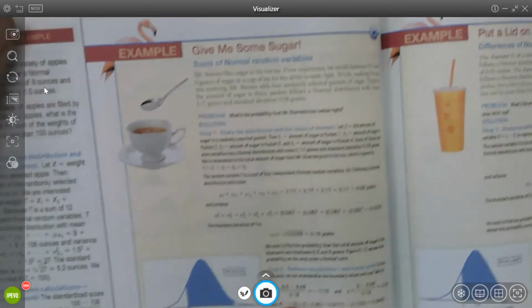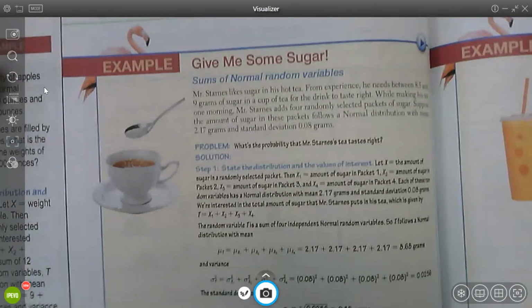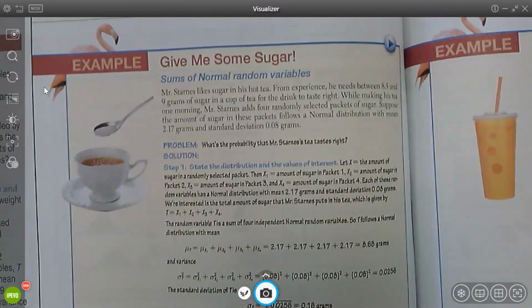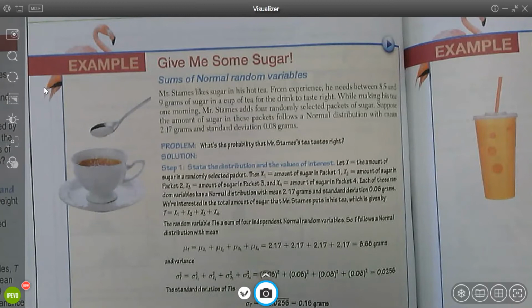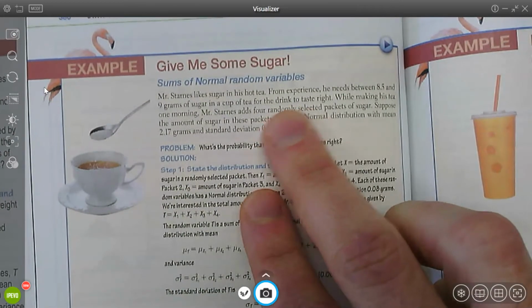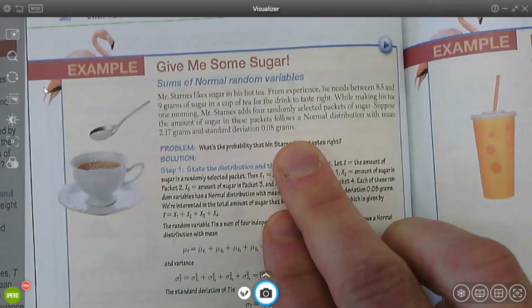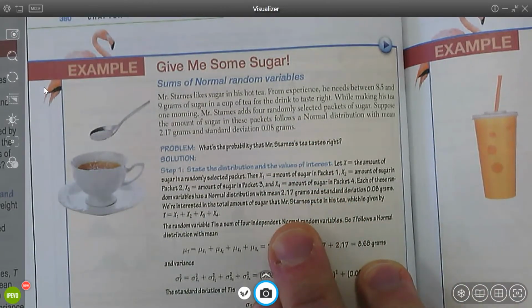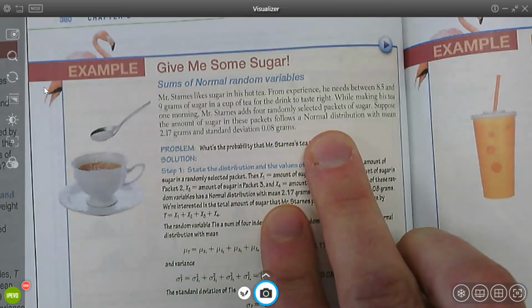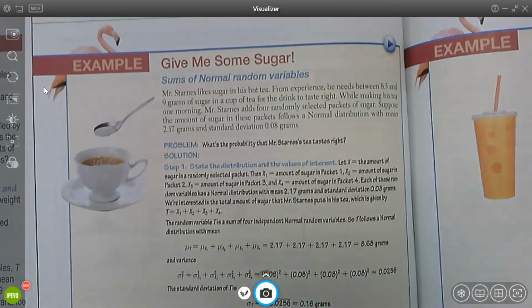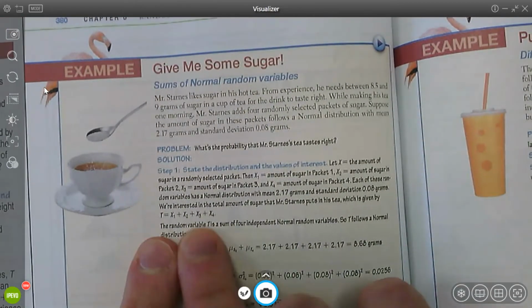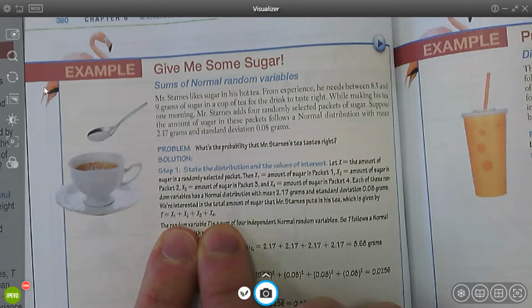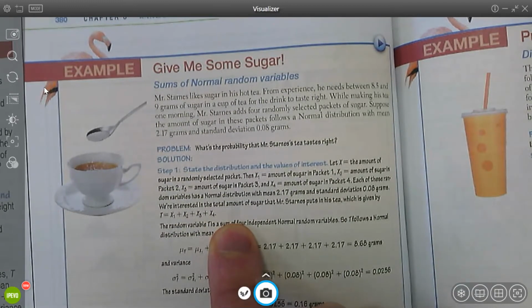Now, this is a great question because it looks like you only have one random variable. So we have Mr. Starnes, he likes sugar in his hot tea, and he needs between 8.5 and 9 grams of sugar in a cup of tea for it to taste right. So he adds 4 randomly selected packets of sugar. So that's one random variable, but the 4 packs are each independent of one another. So you'll notice here they did T equals X1 plus X2 plus X3 plus X4. Each of those represents the amount of sugar in one of those packets.